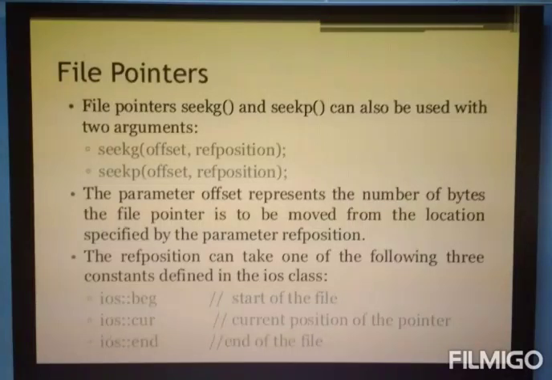File pointers seekg and seekp can also be used with two arguments: seekg(offset, refposition) and seekp(offset, refposition). The parameter offset represents the number of bytes the file pointer is to be moved from the location specified by the parameter refposition. The refposition can take one of the following three constants defined in the ios class. First, ios::beg, start of the file; ios::cur, current position of the pointer; and the third, ios::end, end of the file.